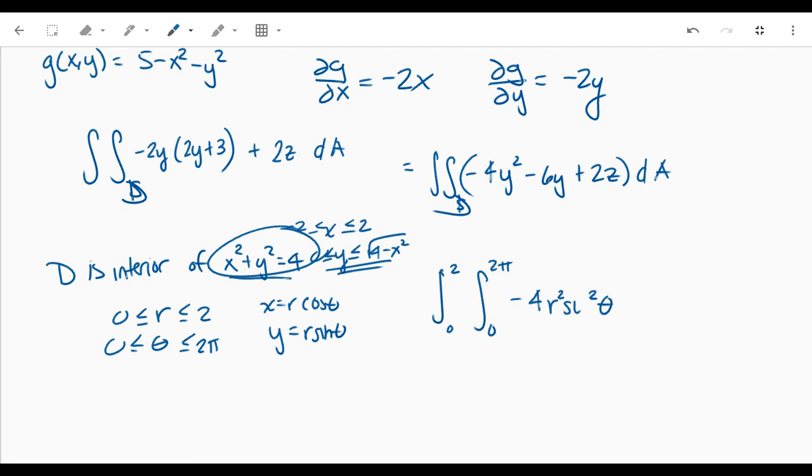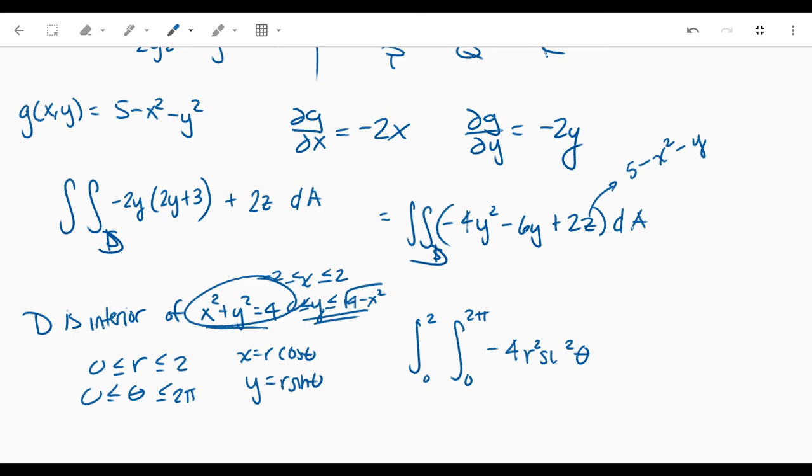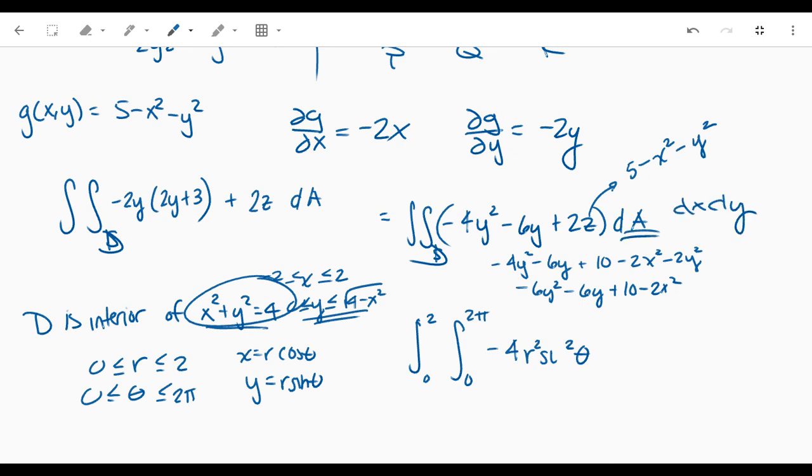Oh, you know what I did? z needs to be 5 minus x squared minus y squared. So we would actually have negative 4y squared minus 6y plus 10 minus 2x squared minus 2y squared. So we'd have negative 6y squared minus 6y plus 10 minus 2x squared. Sorry, I forgot. If we're going to do dA, it's got to be like dx dy, so we can't have that z in there.